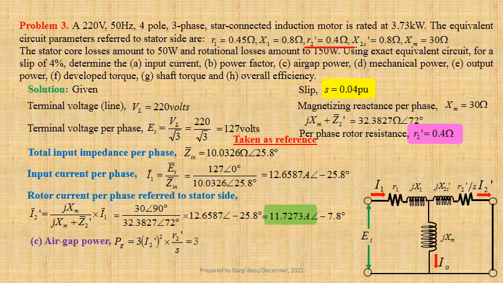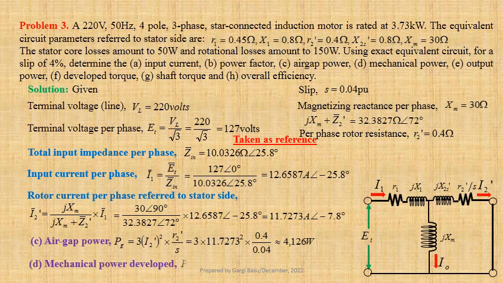Therefore, Pg equals 3 into 11.7273 square into 0.4 by 0.04, which is approximately equal to 4126 watts. Mechanical power developed Pm equals (1 minus S) times Pg. Using values, we get (1 minus 0.04) into 4126, which is approximately equal to 3961 watts.